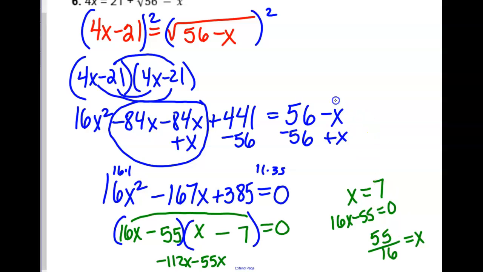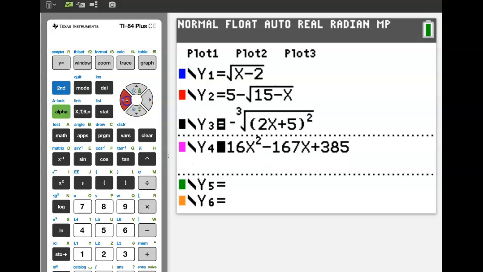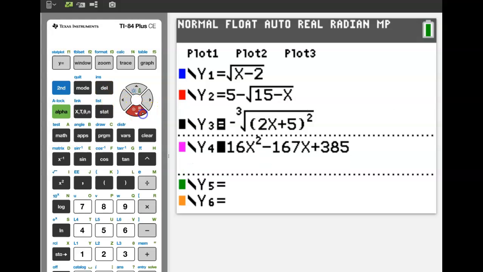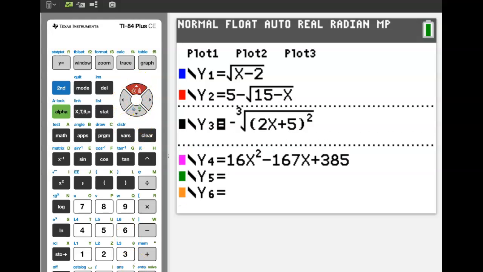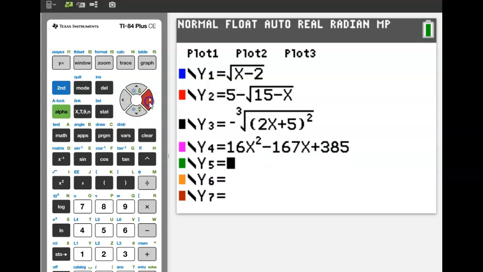Okay, the question is, do they check in the original problem? This is what we're going to do. We're going to go back here. We're going to put the original problem in. I'm going to put the left-hand side and the right-hand side. Actually, yeah, that's what I want to do. What was the original question, somebody? Yeah, the left side of the original equation, 4x, was that it? And the right-hand side?